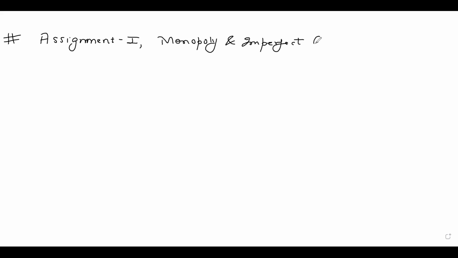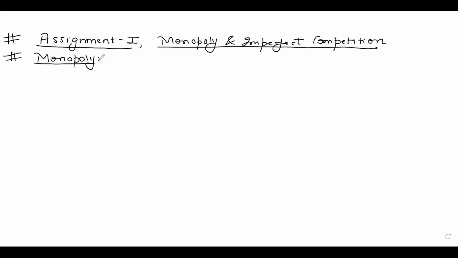Okay, so we are starting with the discussion of assignment 1. This is assignment 1 for monopoly and imperfect competition. In this particular lecture, we are looking at questions on monopoly. From assignment 1, we are looking at question B. Let's quickly write what's given to us.